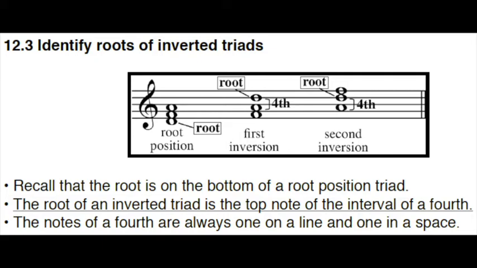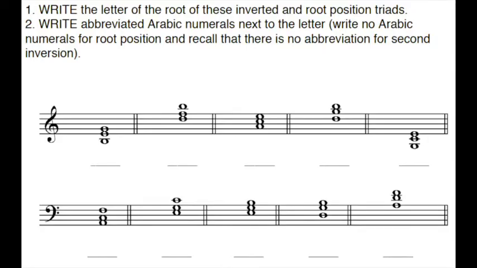Now, exercise number 1. Write the letter of the root of these inverted and root position triads. So you are going to write that all down and then write abbreviated Arabic numerals next to the letter. Write no Arabic numerals for root position, and recall that there is no abbreviation for second inversion. So if you look at number 1, write the letter of the root.